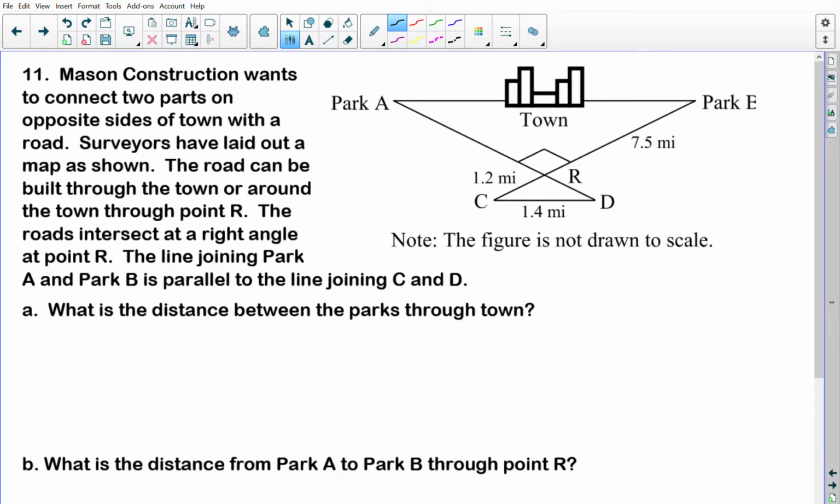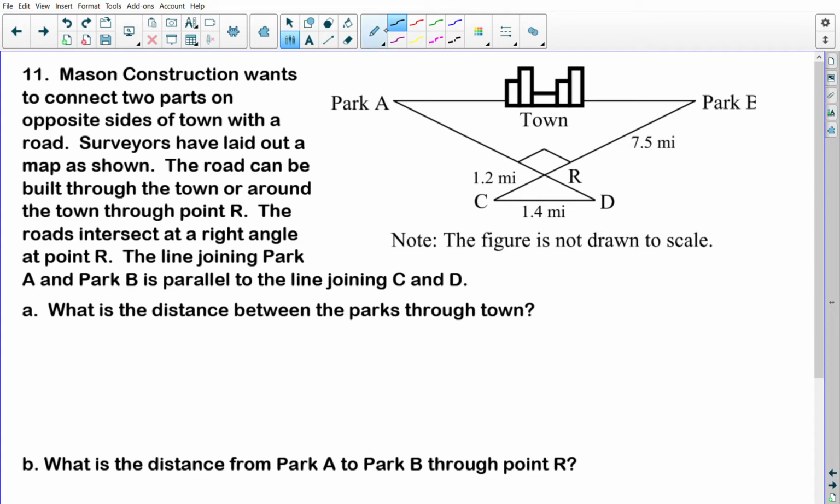A construction company is trying to connect two parks on opposite sides of a town, and there's a road that can be built through the town, or they can go around the town. So they're trying to figure out what's the best way to do this. The first thing they want to do is figure out the distance between the parks going through the town.